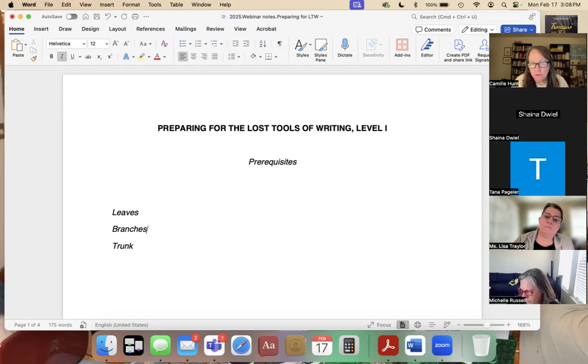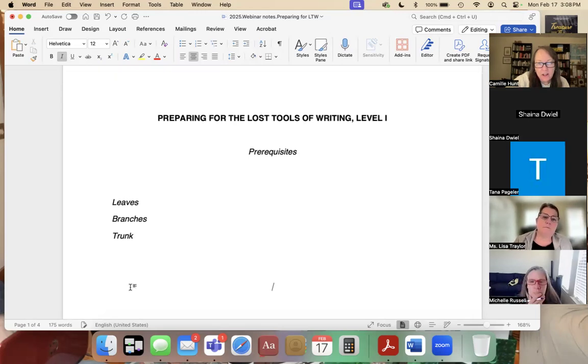If we want to study musical forms, and we want to study literature, and we want to study linear algebra, what's the trunk? What are the first things that we need to have that support all of those other things? And I would like to propose that the trunk of all of those kinds of learning are the skills that are included in level 1 of the Lost Tools of Writing.